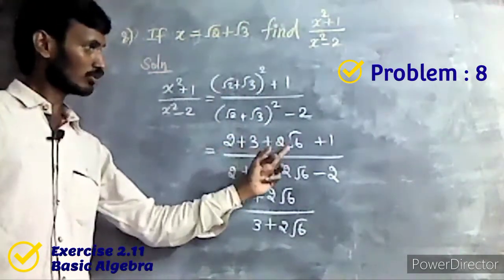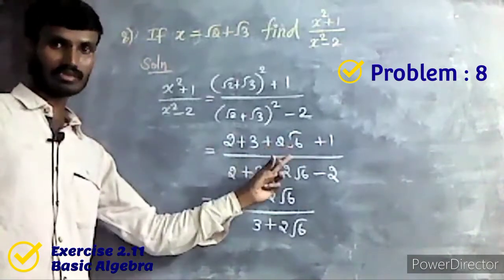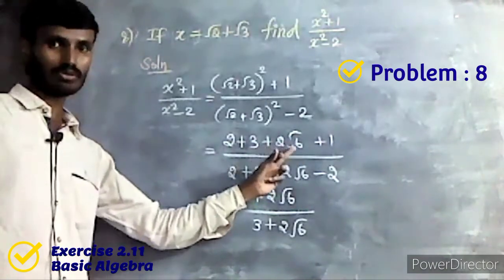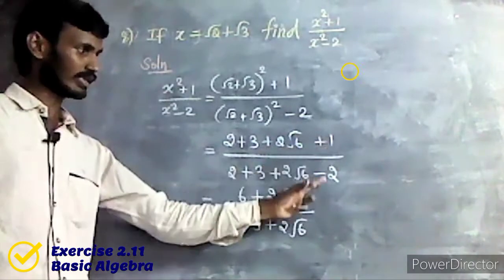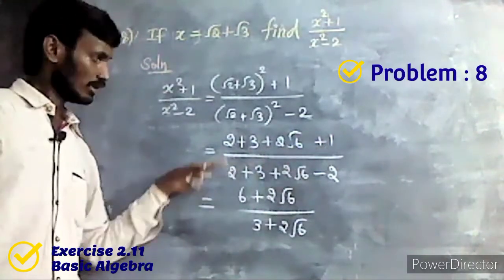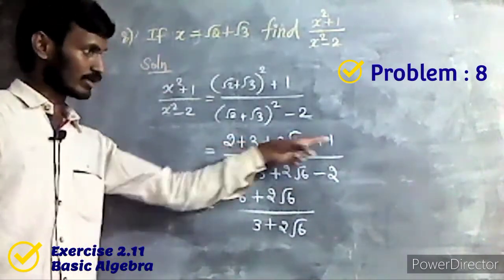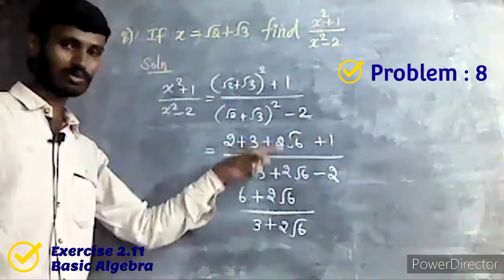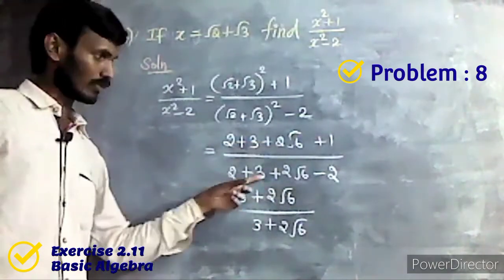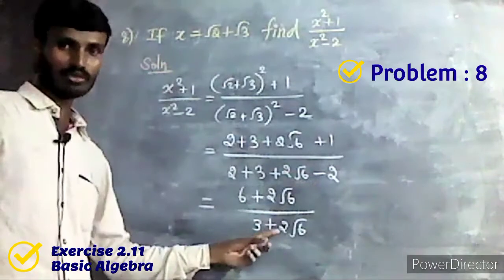Then 2 into root 2 into root 3. Root 2 into root 3 is root 6. So, 2 root 6. Then remaining plus 1 here, minus 2. Then 2 plus 3 is 5, plus 1 is 6. Total 6 plus 2 root 6. Here it is 5 minus 2. Therefore, 3 plus 2 root 6.